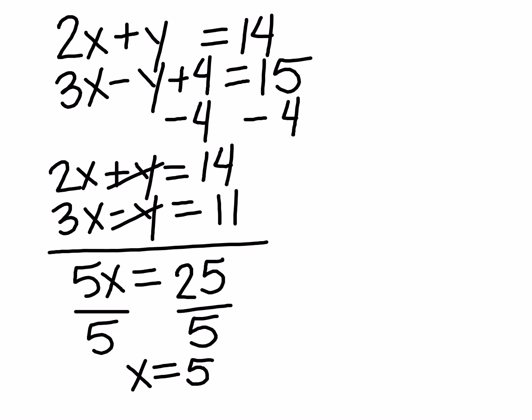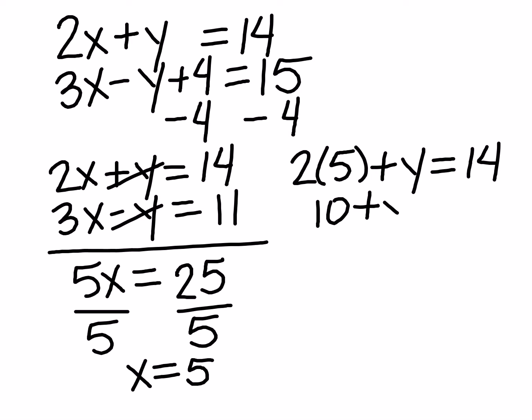Now, we're going to go back to our original equation, and we can pick either one. And I want to plug in 5 for x. I'm going to pick the first one this time. I have 2 for x. I'm going to plug in 5 plus y equal 14. 2 times 5 is 10 plus y equal 14.